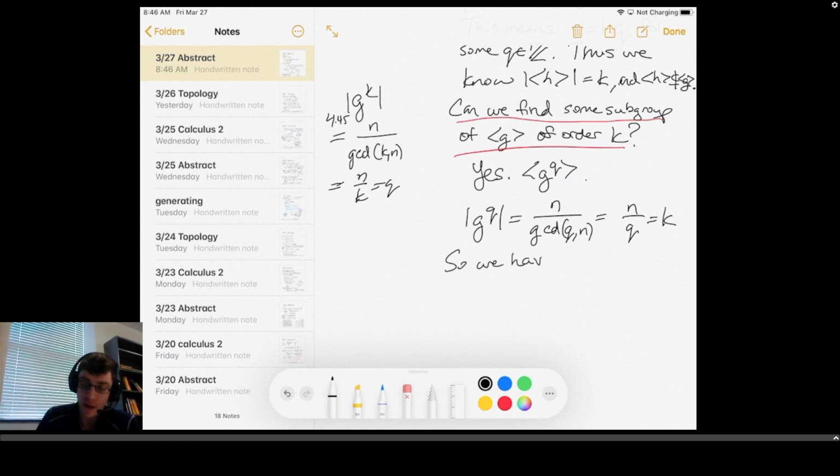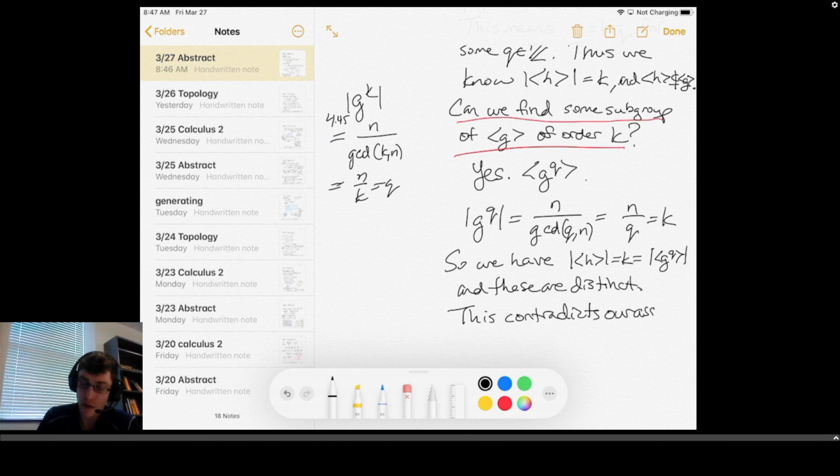So we have order of this equals k and the order of g to the q, its subgroup, and these are not the same, right? These are distinct. This contradicts our assumption. And thus, G is generated by little g. All right, so that was not an easy little proof. So, questions?